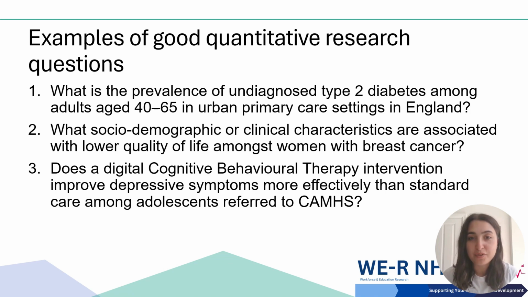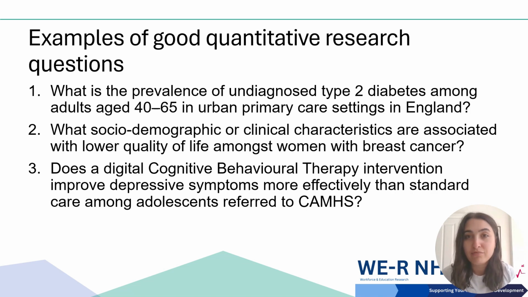Here are some examples of some good quantitative research questions. First question, what is the prevalence of undiagnosed type 2 diabetes among adults aged 40 to 65 in urban primary care settings in England? The second, what socio-demographic or clinical characteristics are associated with the lower quality of life amongst women with breast cancer? And finally, does a digital cognitive behavioural therapy intervention improve depressive symptoms more effectively than standard care amongst adolescents referred to child and adolescent mental health services?